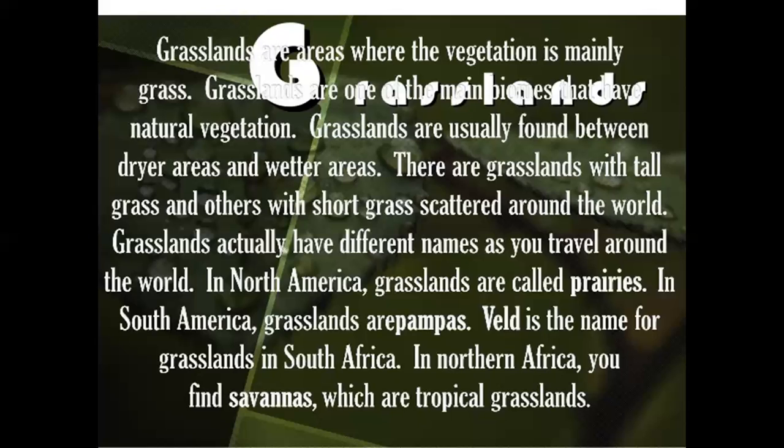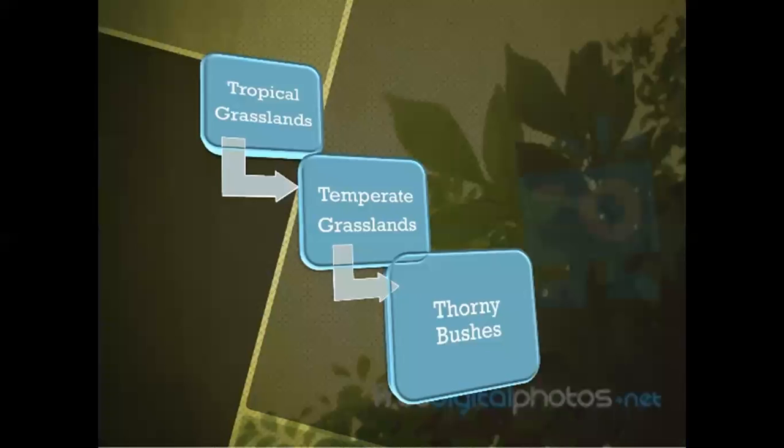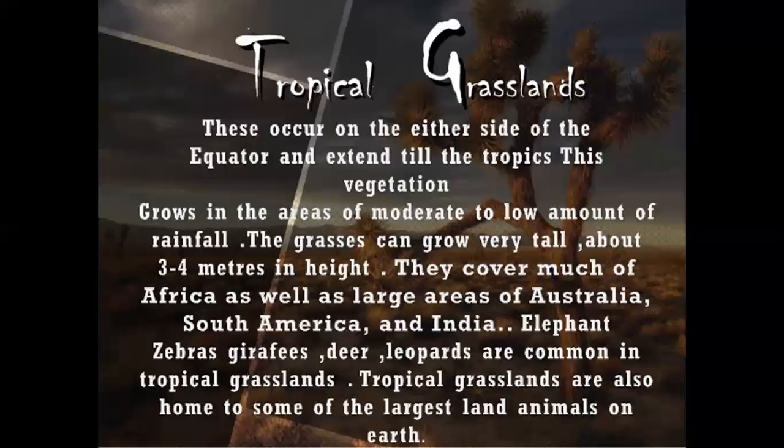Grasslands actually have different names as you travel around the world. In North America, grasslands are called prairies. In South America, grasslands are pampas. Veld is the name for grasslands in South Africa. In Northern Africa, you find savannas, which are tropical grasslands. And in Australia, it is called downs. So grasslands are of three types: tropical grasslands, temperate grasslands, and thorny bushes.